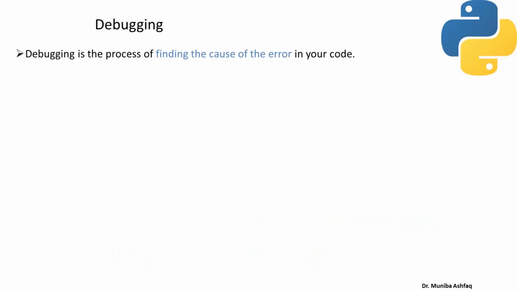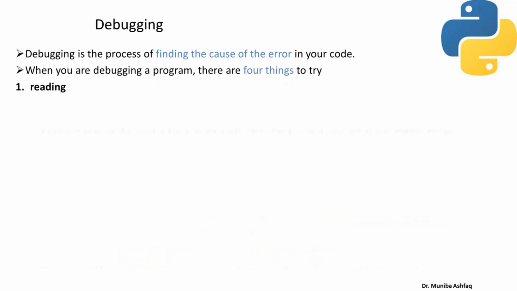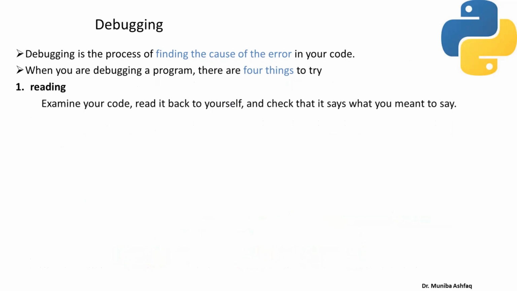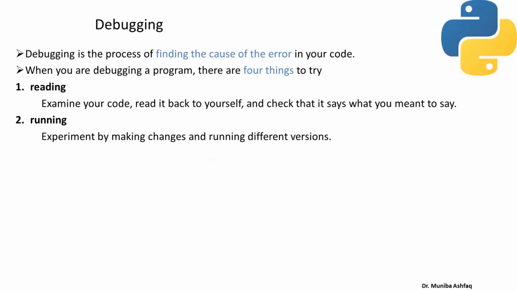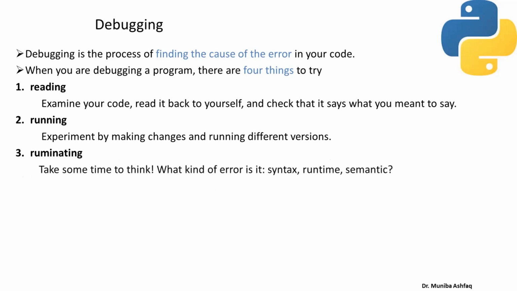Debugging. Debugging is the process of finding the cause of an error in your code. When you are debugging a program, there are four things to try. Reading: examine your code, read it back to yourself, and check that it says what you meant to say. Running: experiment by making changes and running different versions. Ruminating: take some time to think, what kind of error is it? Syntax, runtime, semantics.